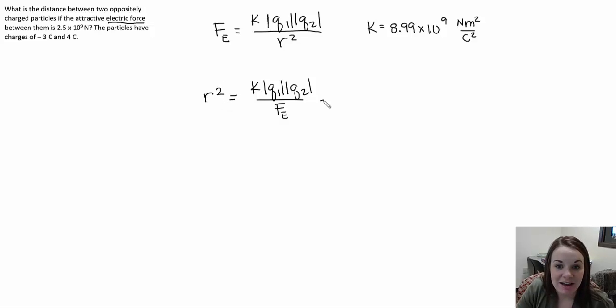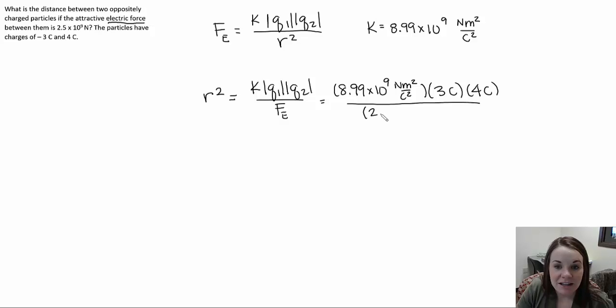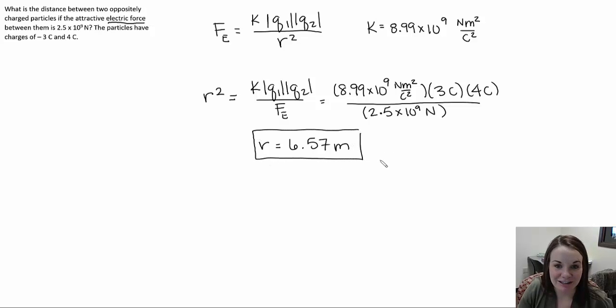So when I plug this in, I have 8.99 times 10 to the ninth newton meters squared per coulomb squared. The positive charge of the first one is 3 coulombs, and then the absolute value of the second charge, that one's already positive, is 4 coulombs. And finally, the force that they give me is 2.5 times 10 to the ninth newtons. When I solve this out, and remember, don't forget to take the square root, I end up getting an answer of 6.57 meters. So that there is the distance between these two charged particles.